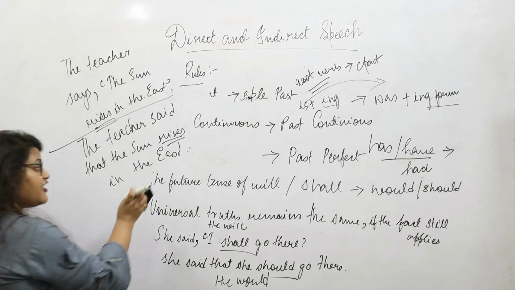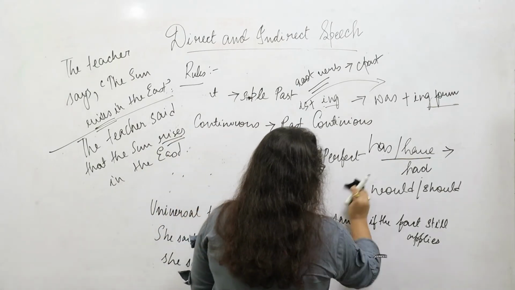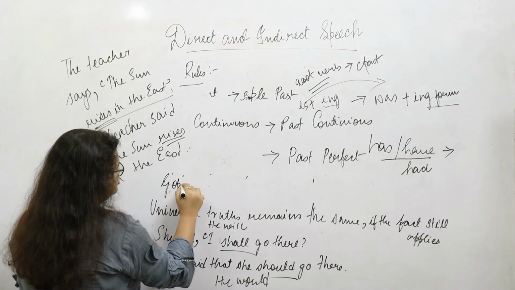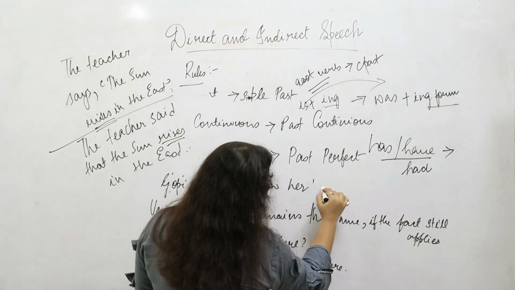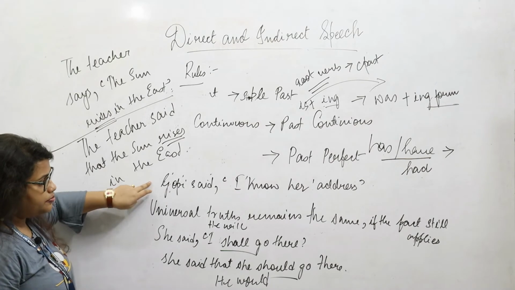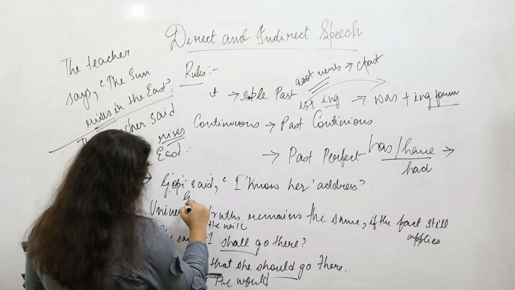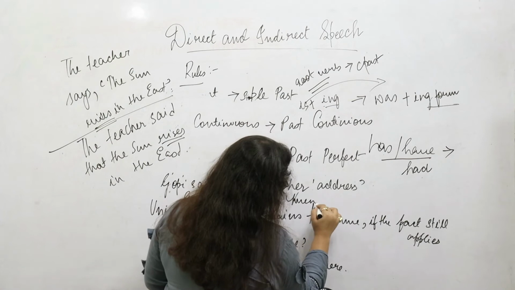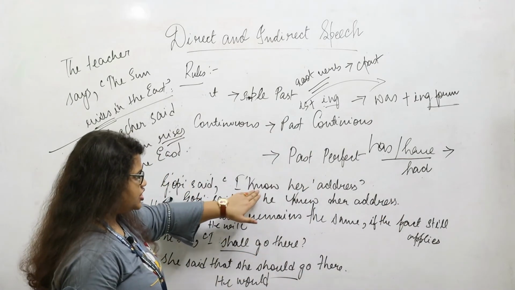Or it could also happen when a fact is true and still stands true. Though it's not a universal truth, the fact still remains the same. For example, if there is a sentence which says, Gopi said, "I know her address." And for this, the fact remains that the person Gopi still knows another person's address. So it changes as, Gopi said that he knew her address. Here you can put knew her address, which is changing it into the past.